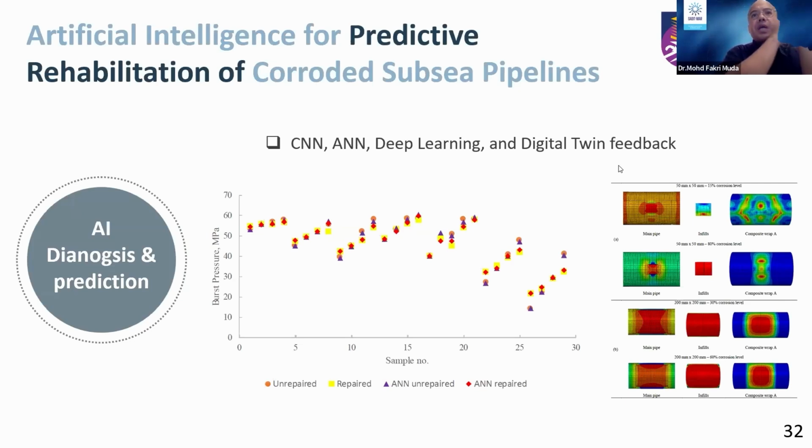Recurrent neural networks and LSTM architectures study time series sensor data like pressure fluctuation, strain history, or temperature cycle. The result is to predict how corrosion will evolve in the next months or years. So these AI models are trained on both historical maintenance records and real-time sensor input, meaning their predictions are continuously recalibrated through the digital twin feedback.